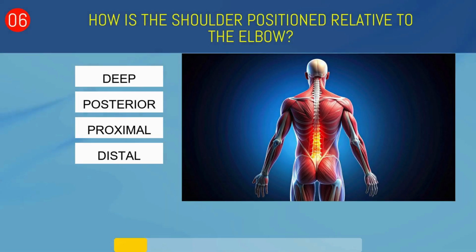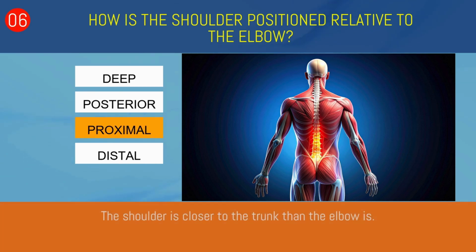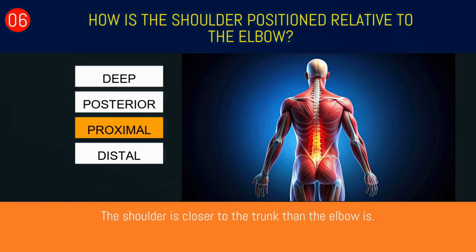How is the shoulder positioned relative to the elbow? Deep, posterior, proximal, or distal? Proximal. The shoulder is closer to the trunk than the elbow is.